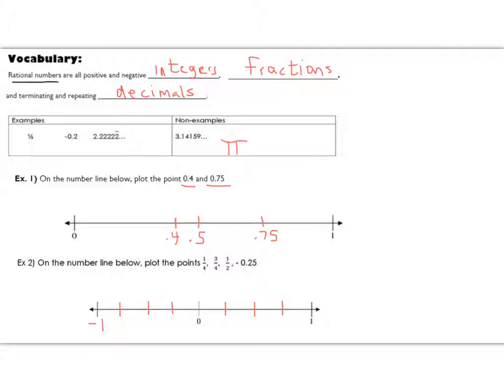So 1/4 is going to be here, because each of these represents a fourth, so we're going to count up 1/4, 2/4, 3/4, and of course 1 you could also say is 4/4. If we're going to graph 1/4, we're going to put a big dot on there. 3/4 is here. Now I don't see 1/2, but hopefully you recognize that 2/4 is the same as 1/2. And then this negative 0.25, again, 0.25 is the same as negative 1/4, so that's going to be here.